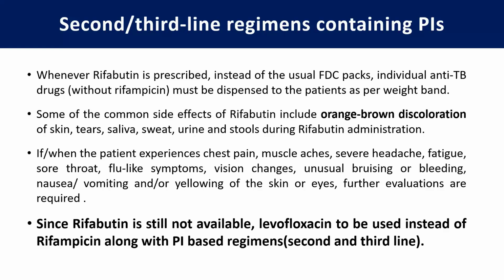So the TRG at NACO has recommended that levofloxacin has to be used instead of rifampicin along with PI-based regimens. Basically, when we give a levofloxacin regimen, it has to be given a bit longer because the regimen is now weakened, as rifampicin is a stronger drug and now we are substituting levofloxacin. So the initial regimen should be the four drug regimen. Intensive regimen has to be 3 months when it is levofloxacin ideally, and then followed by 6 months of maintenance regimen. So slightly longer duration.